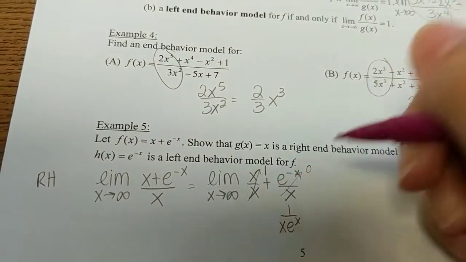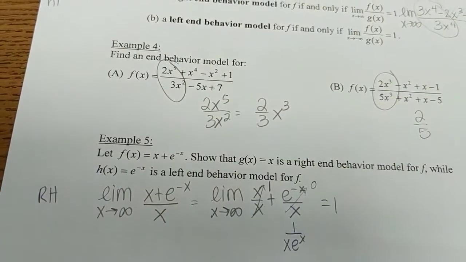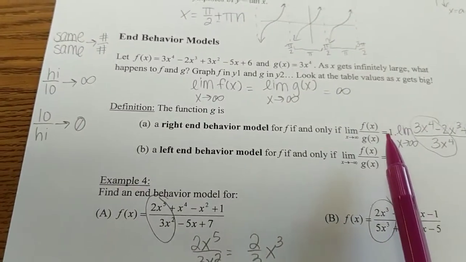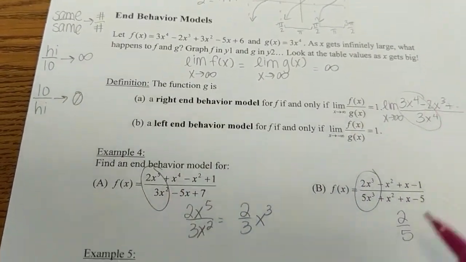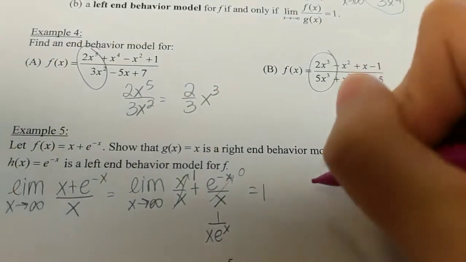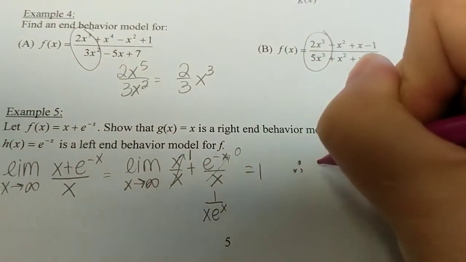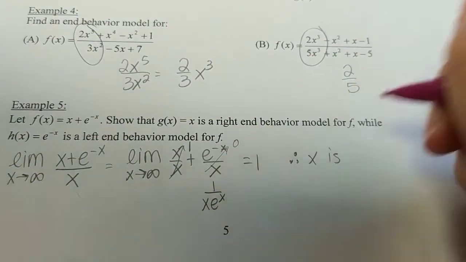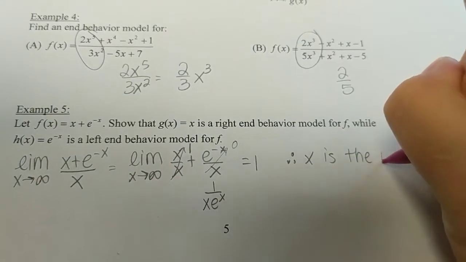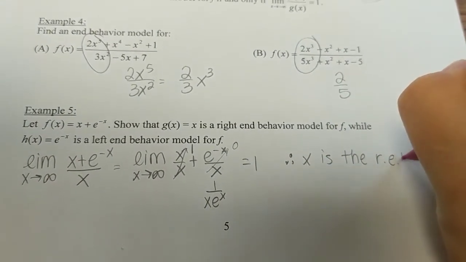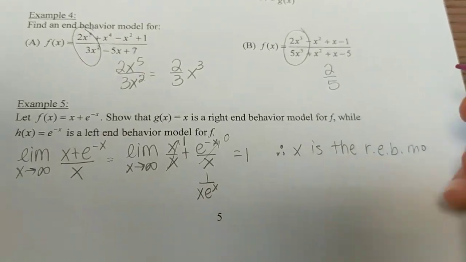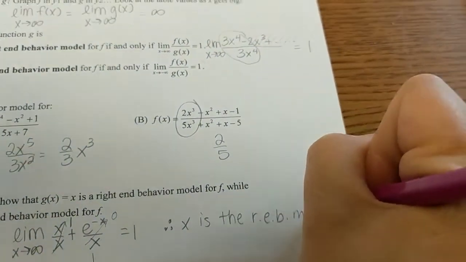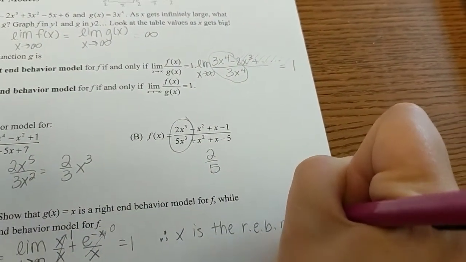So 1 plus 0 is 1, and our hope was to get an answer of 1. That proves that x is a right end behavior model. So I'm going to say, therefore, x is the right end behavior model. Sorry, it's hard to write without holding the paper.